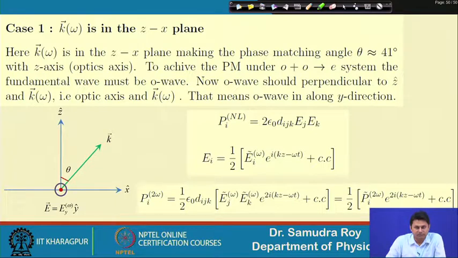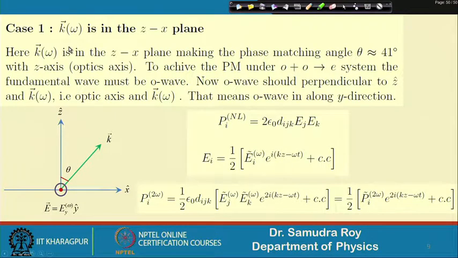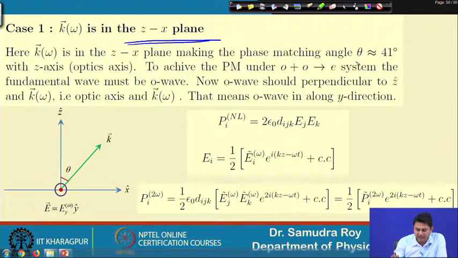So, case 1. In case 1 we have k in the zx plane, making a phase matching angle theta of 41 degree. So, this angle is around 41 degree and z is the optic axis. To achieve the phase matching condition around this OO to E system, that means two ordinary waves can merge and generate an extraordinary wave. So, the fundamental wave must be an ordinary wave.